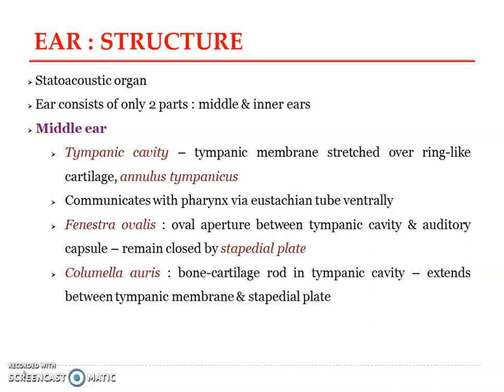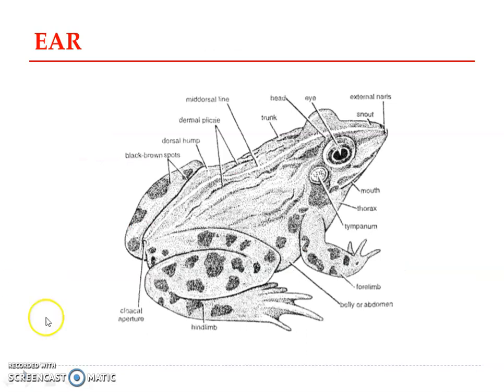The ear of the frog has two portions, that is the middle ear and the inner ear. External ear is absent. The middle ear is referred to as the tympanic cavity, while the internal ear is otherwise referred to as the auditory capsule. The space inside the middle ear is known as the tympanic cavity, while the external part of the tympanic cavity is closed by a membrane known as the tympanic membrane or tympanum.